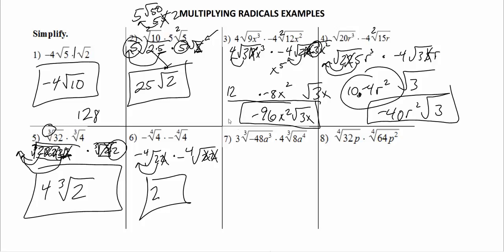Number 7 here. In the last section, I talked about if I have an odd root with a negative, that this negative just pops out. Okay, so it goes away in there, but it pops out.